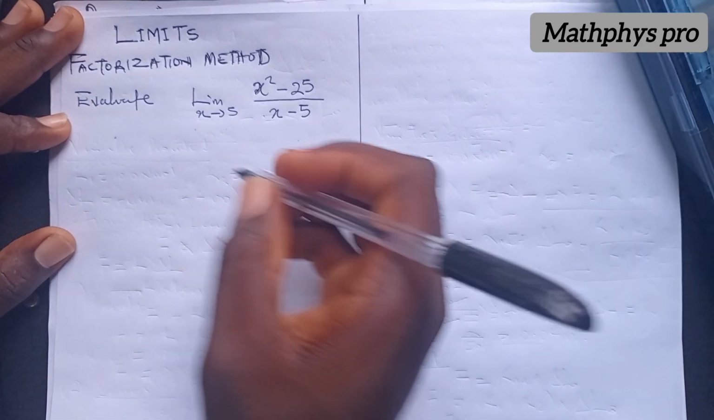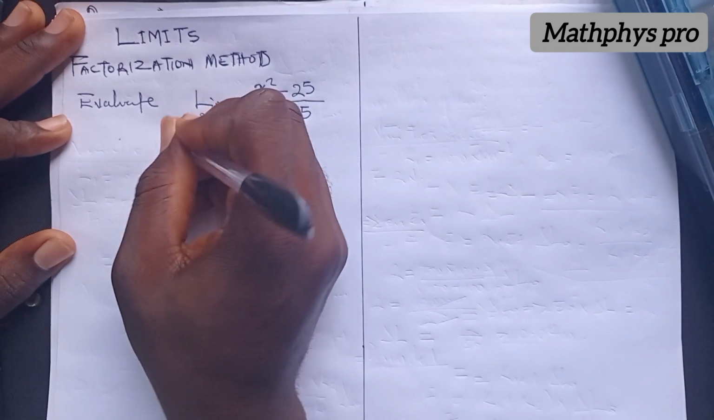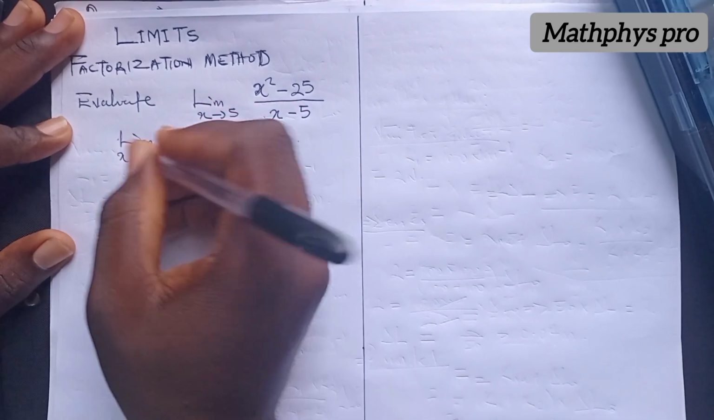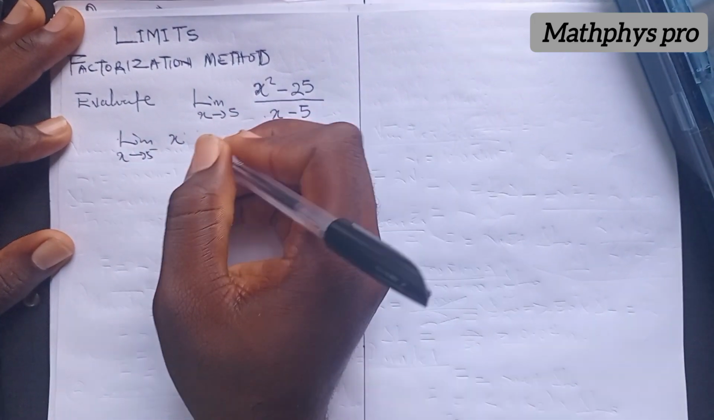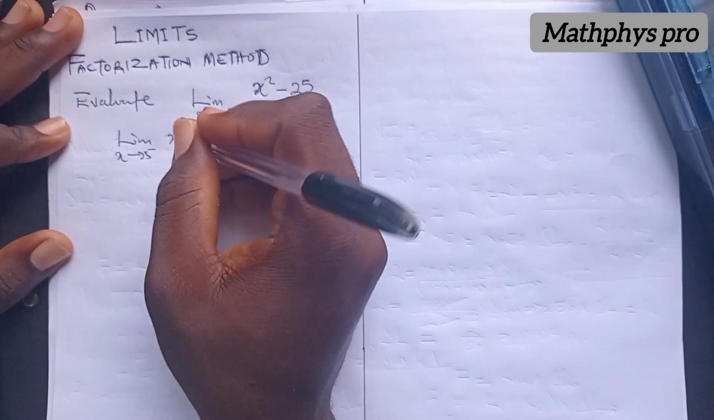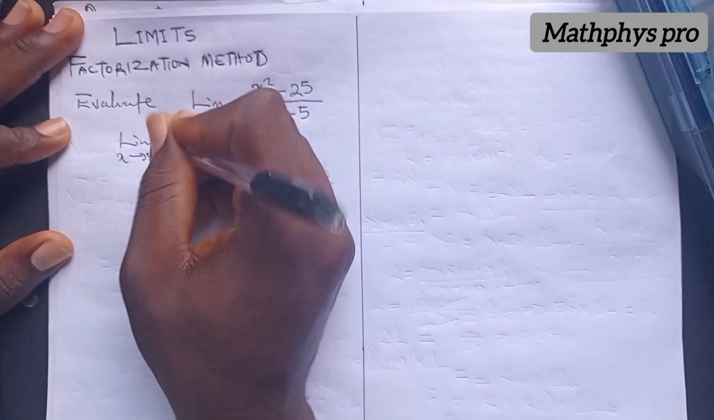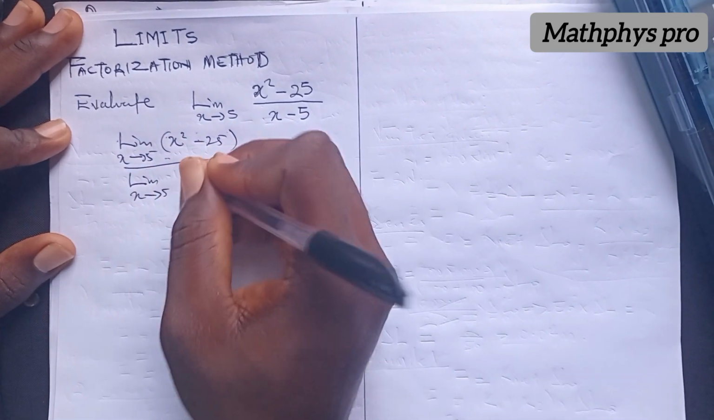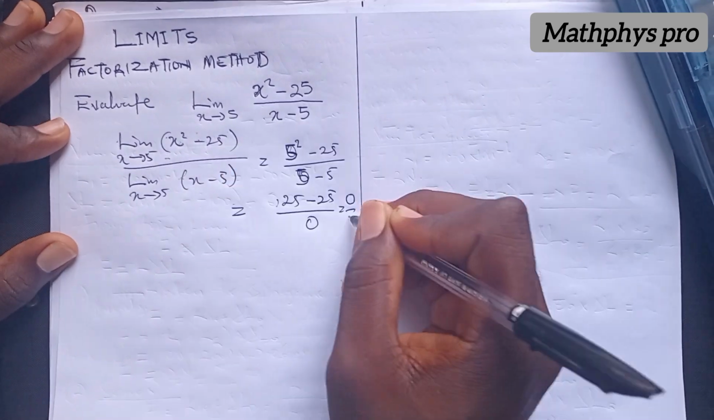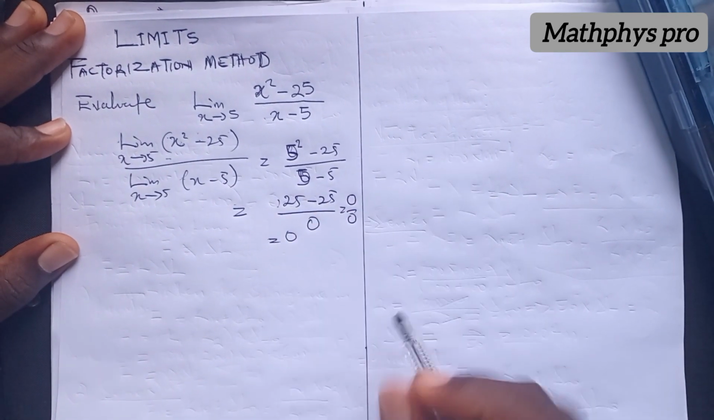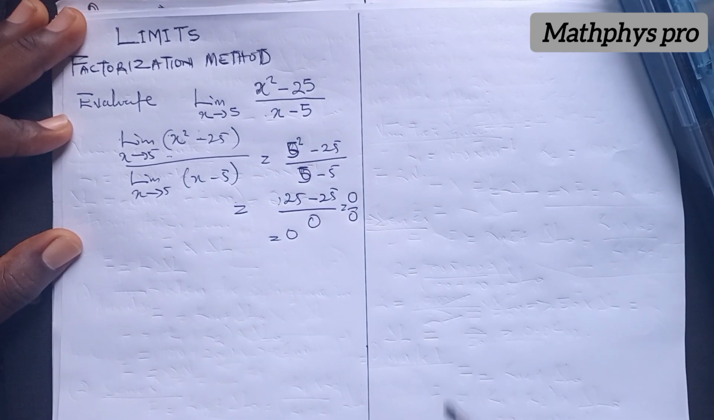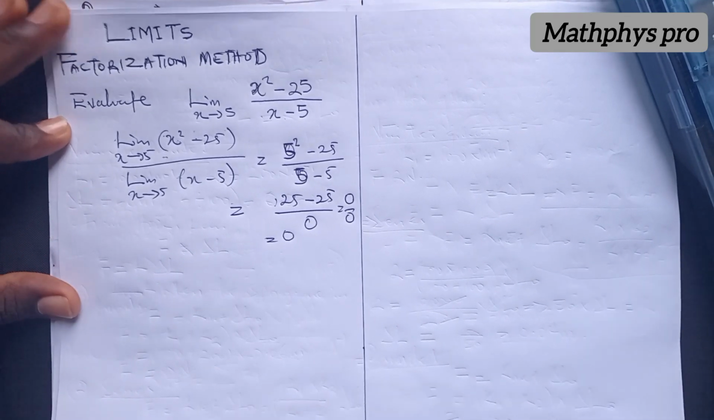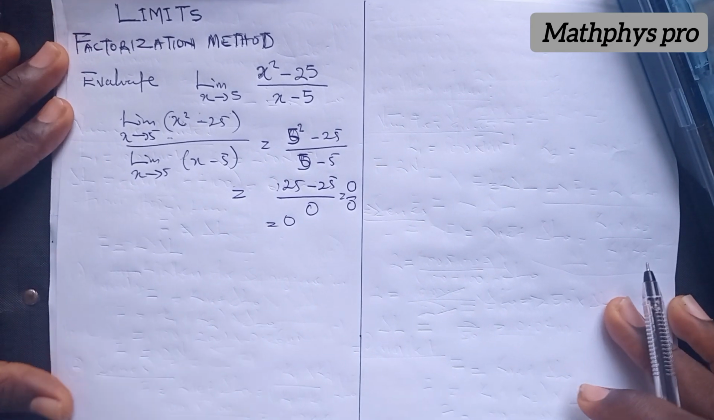So if we use the substitution method, we have the limit as x approaches 5 of the numerator, over the limit as x approaches 5 of x minus 5, which is 0. So when you have an answer that is 0 over 0, it is what? Indeterminate. So the best way to solve this is using the factorization method. So let's use the factorization method to solve this question.